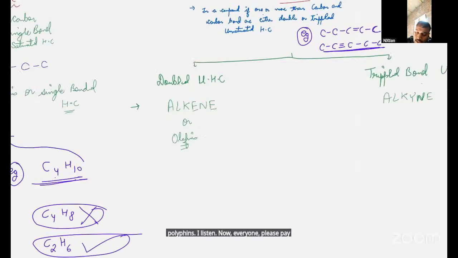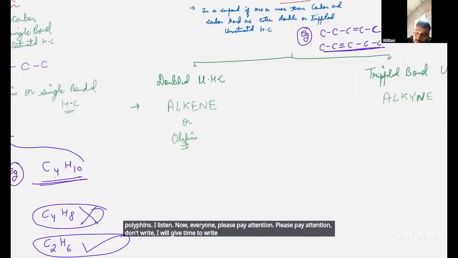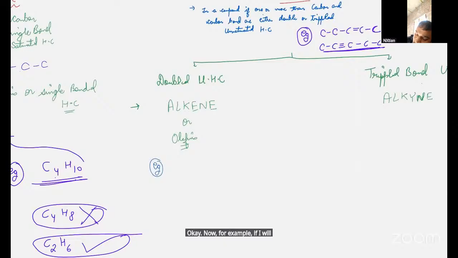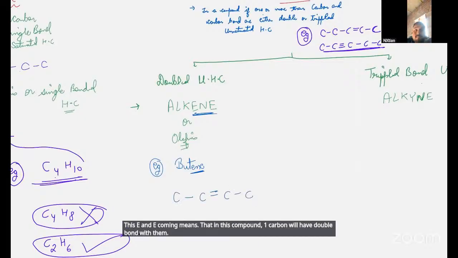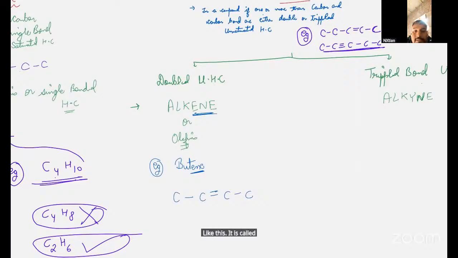Please pay attention. Don't write. I will give time to write. Now for example, if I write butene, this ENE is coming. This ENE means that in this compound, one carbon will have a double bond. Like this. It is called butene. Got it? Because ene is coming.